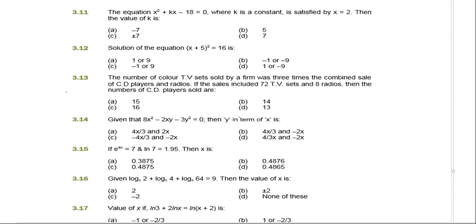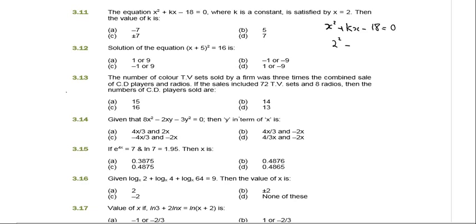3.11 says that the equation, where k is a constant, is satisfied by x equals 2. By this, it means that x equals 2 is a solution of the given equation. Then the value of k is? Since x equals 2 is a solution of the given equation and k is a constant, meaning a single number, we can find the value of k by putting in x equals 2 in the given equation. So the given equation is x square plus kx minus 18 equals 0.